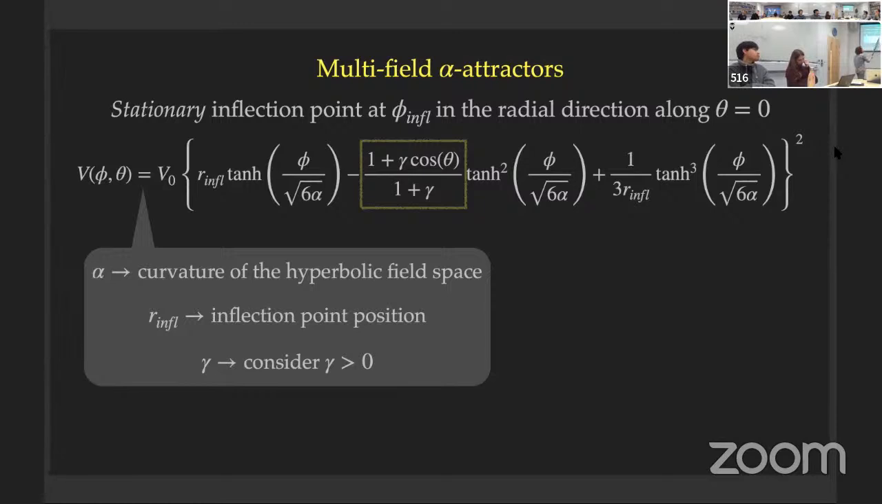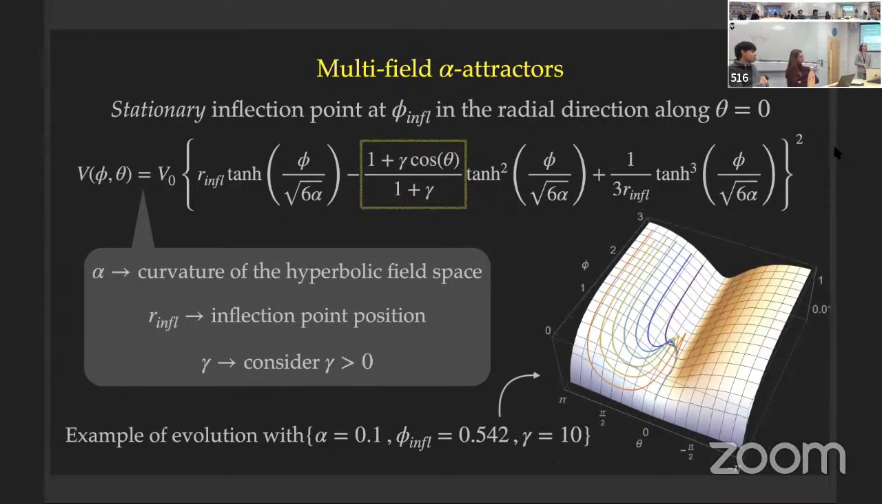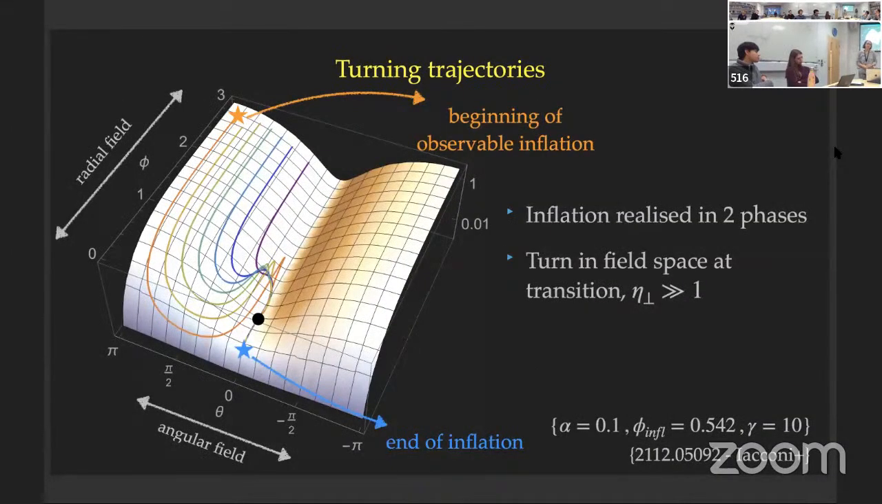So I don't want you to focus on that. There is just this term that showed up, and you see that this depends on theta. So here we have our multi-field model. If we plot it, angular direction, radial direction, this is how the potential looks. There's nothing too crazy about it. And if we look at how the fields move on this potential, we can plot some trajectories corresponding to different starting initial values for the angular field. This is the angular field, this is the radial field.